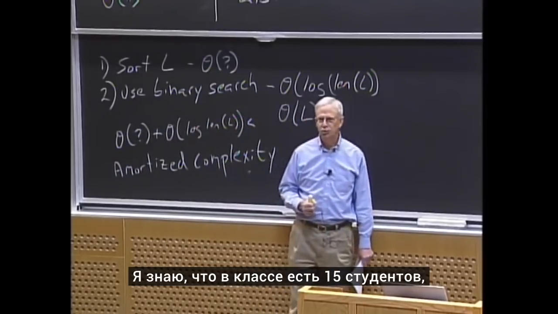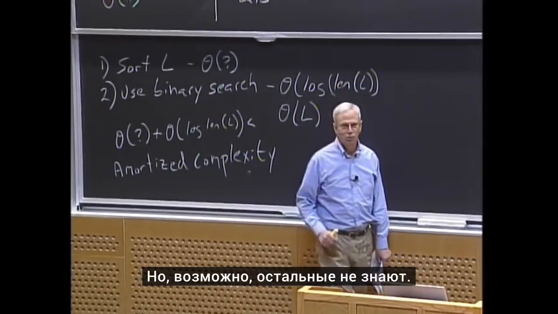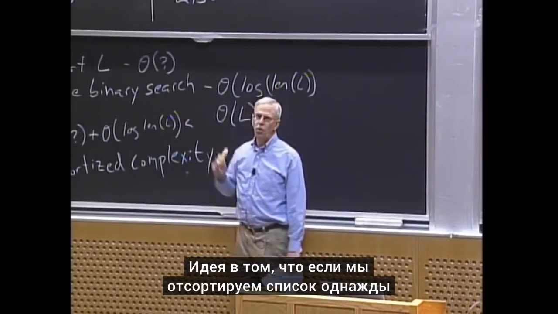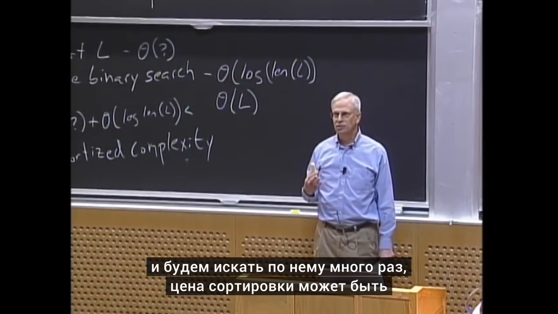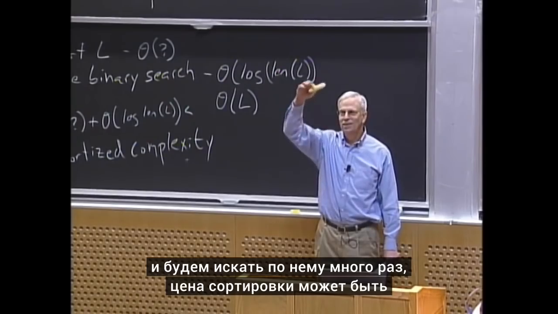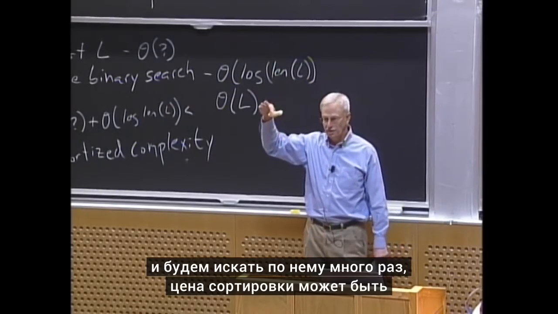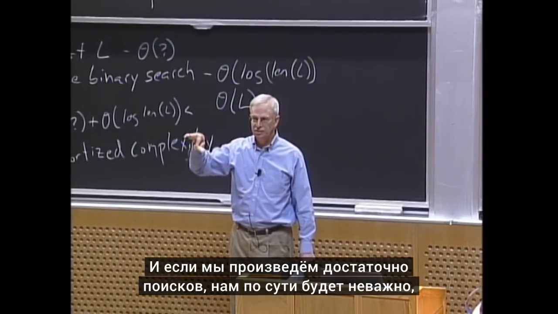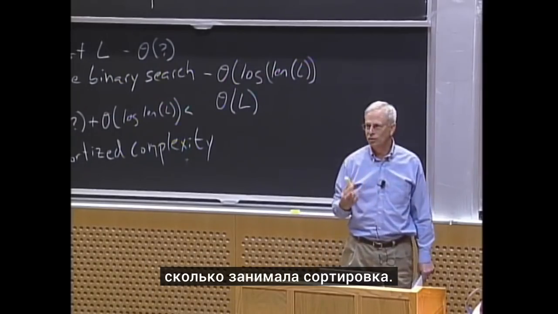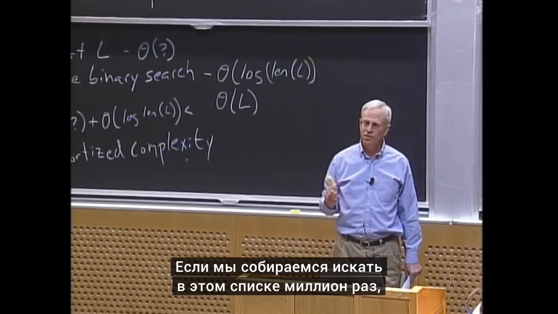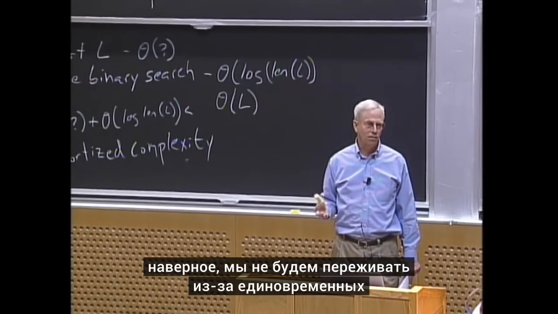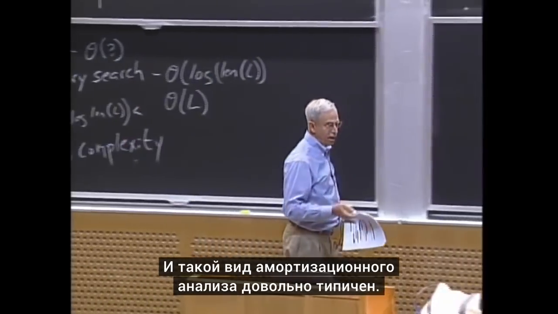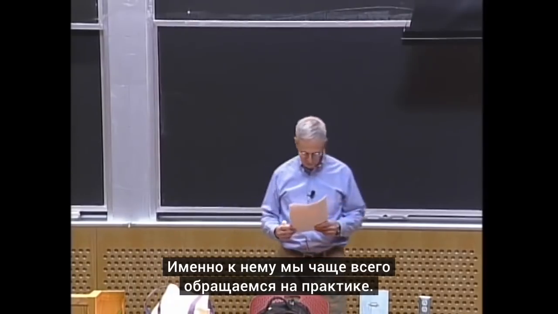Now, I know that there are some course 15 students in the class who will know what amortization means, but maybe not everybody does. The idea here is that if we can sort the list once and end up searching it many times, the cost of the sort can be allocated a little bit of it to each of the searches. And if we do enough searches, then in fact it doesn't really matter how long the sort takes. So if we were going to search this list 1,000,000 times, maybe we don't care about the one-time overhead of sorting it. And this kind of amortized analysis is quite common and is what we really end up doing most of the time in practice.